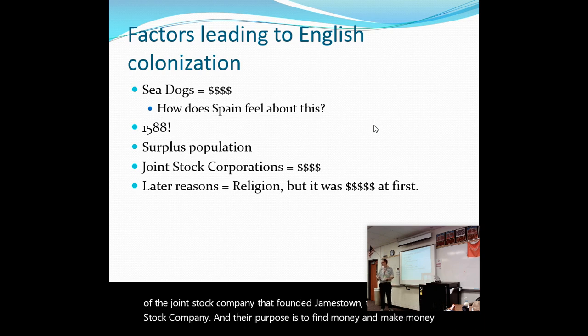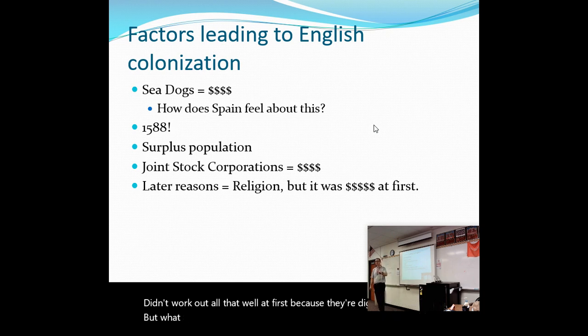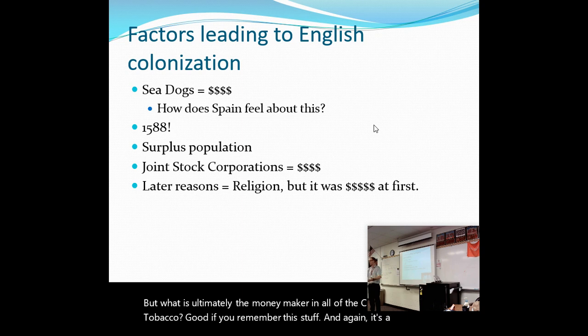Didn't work out all that well at first because they're digging for gold. But what is ultimately the money maker in all of the Chesapeake? Tobacco. Good if you remember this stuff. And again, it's a review. We covered it yesterday. I don't think you should be madly writing down every single word because technically you have this in the memory bank.